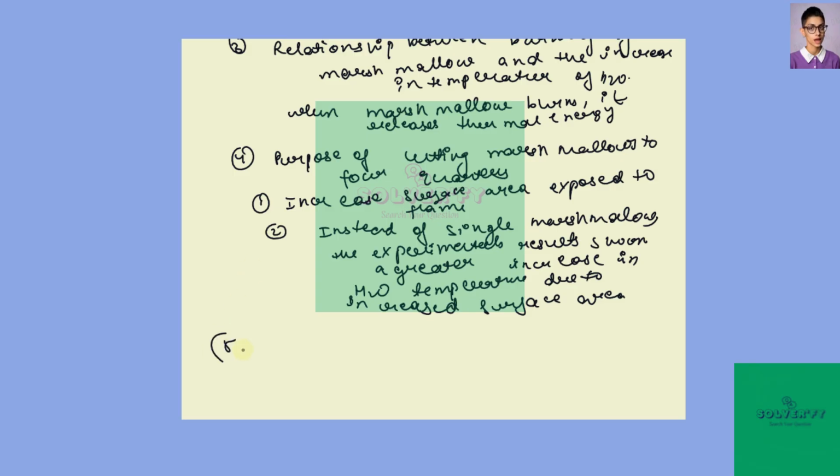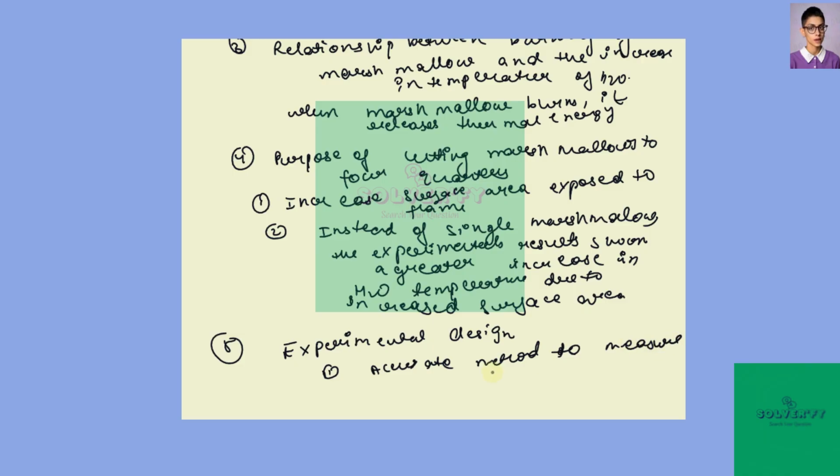Then the next one is the experimental design. So there are a few improvements that could be made here. One possible improvement is to use an accurate method to measure the temperature such as a digital thermometer, which will reduce the potential human error.